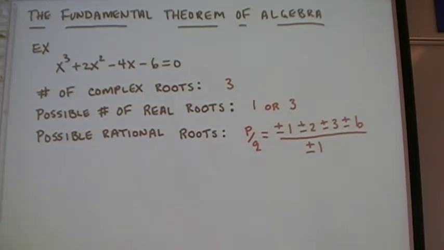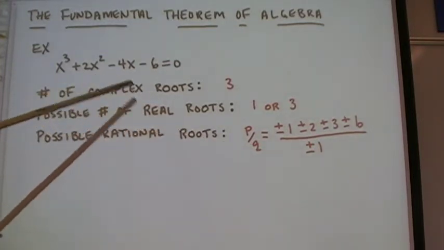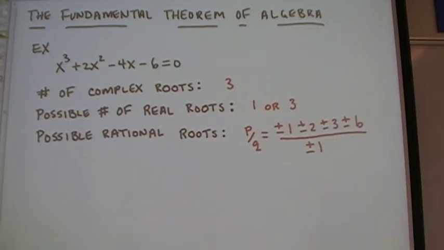Number of complex roots, you just look at the degree. You know there are 3 roots. Agree? Because it's a cubic function. Possible rational roots, you do the P over Q test. So the factors of 6 are plus minus 1, plus minus 2, plus minus 3, and plus minus 6, all divided by Q, which is the factors of the leading coefficient, which is plus minus 1. So those are my possible rational roots.